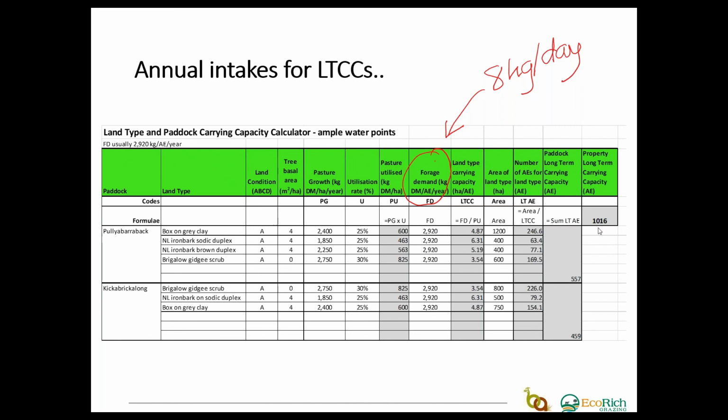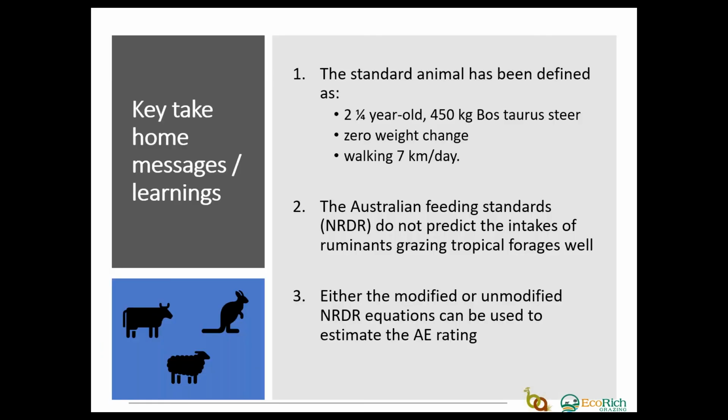The point is, you may come up with a different adult equivalent rating for your property here, but when you go to convert those numbers back to animals in the paddock, so many breeders or so many growing animals, that's where it will cut them back, because the adult equivalent ratings are much higher and cater for growth and walking. So that's the end of the presentation. I just wanted to summarise here.